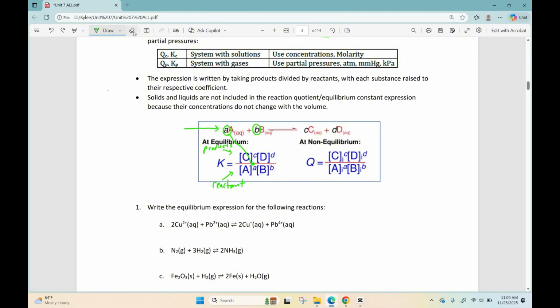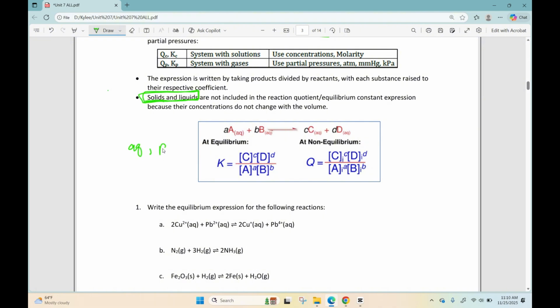One thing to keep in mind when we write equilibrium or reaction quotient expressions is that solids and liquids are not included in the equilibrium expression. We can only include things that are aqueous or in gas phase. The reason solids and liquids cannot be used in equilibrium is because their concentrations do not change with the volume. So that's an important thing to remember. We can only write equilibrium expressions when we have things that are aqueous or gas phase.